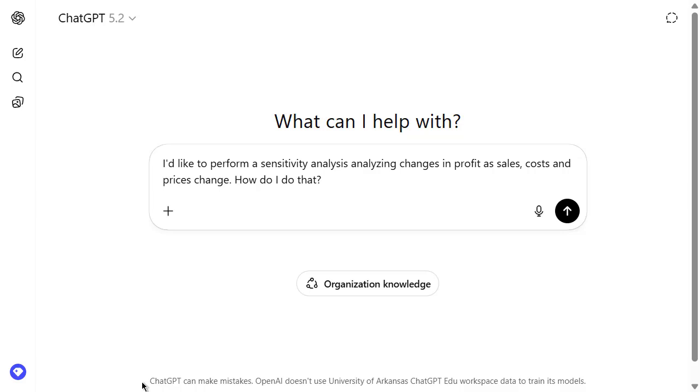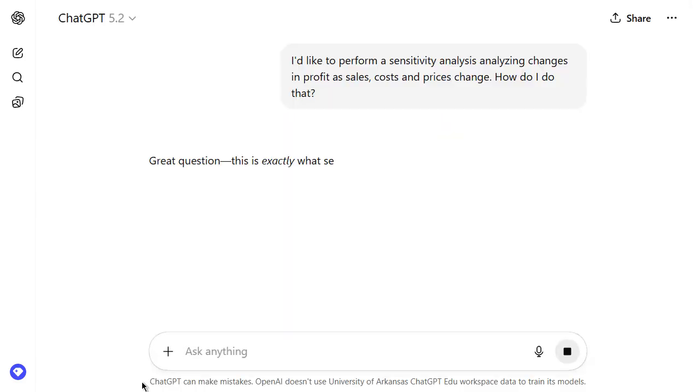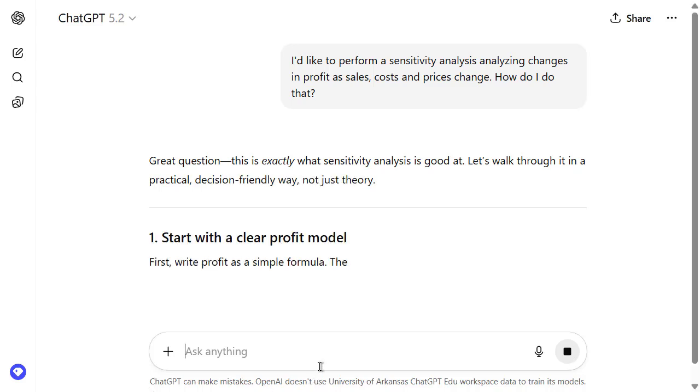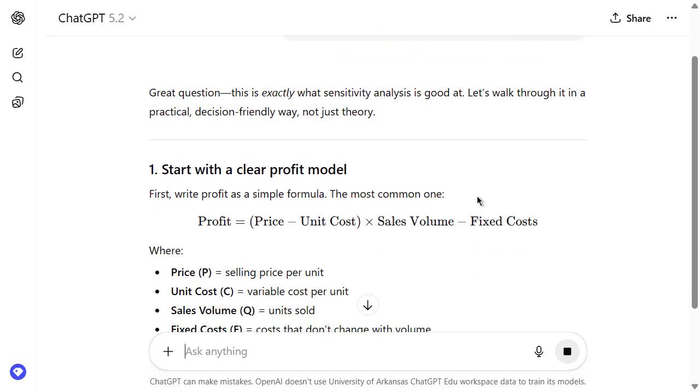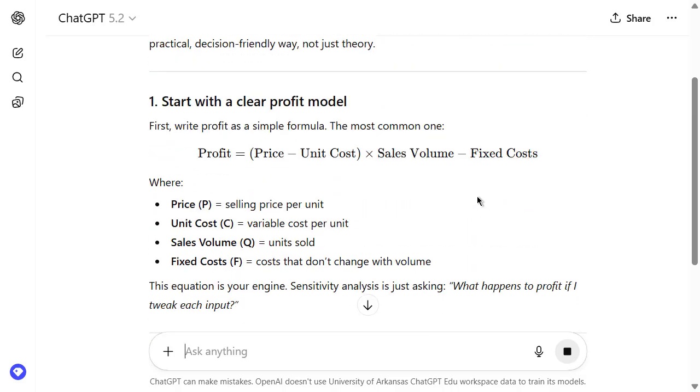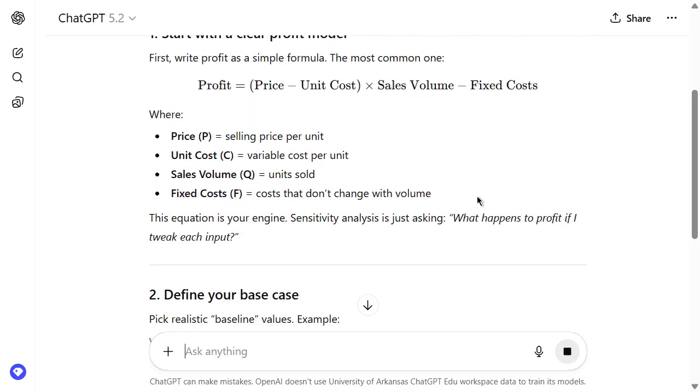In other words, I'm trying to figure out how sensitive our profits are to changes in sales, costs, and price levels. And so I'm asking it what it needs from me because I might not say something exactly right, so I'm going to have it work with me to do that. Sensitivity analysis is an example of prescriptive analytics where we're trying to evaluate the sensitivity to various assumptions.